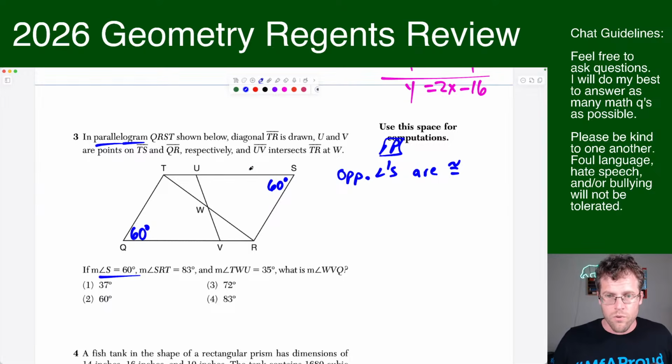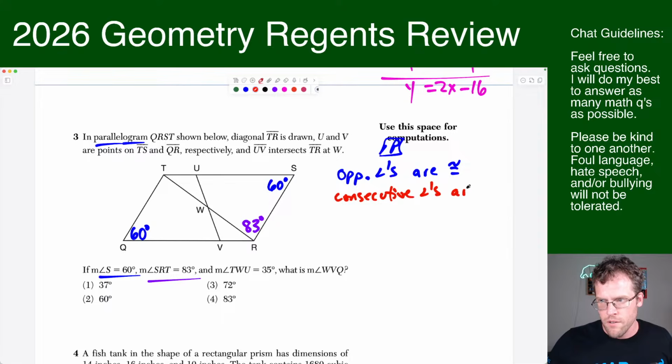Opposite angles are equal. They told us also here, SRT is 83 degrees. Okay, so SRT is 83 degrees. Another big idea, so this one we're going to use, consecutive angles are supplementary.